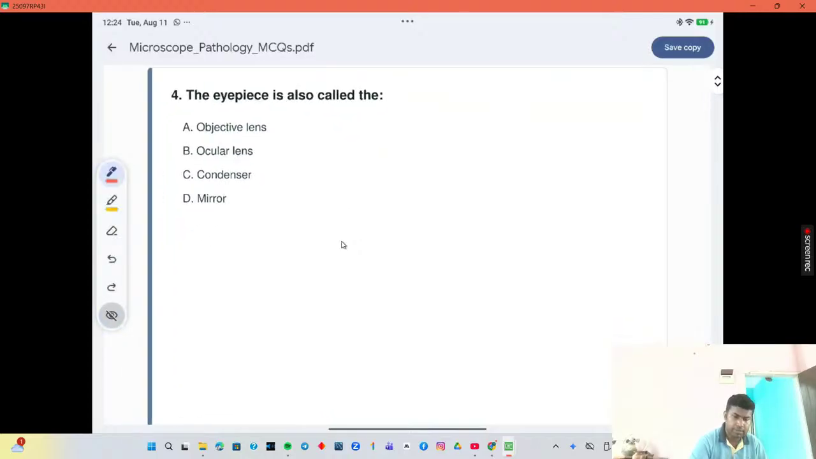So here the question is given as, the eyepiece is also called the. What is the eyepiece of a microscope? The answer of this question will be ocular lens. You should remember that ocular means eyes, and the lens which is known as eyepiece is known as ocular lens.